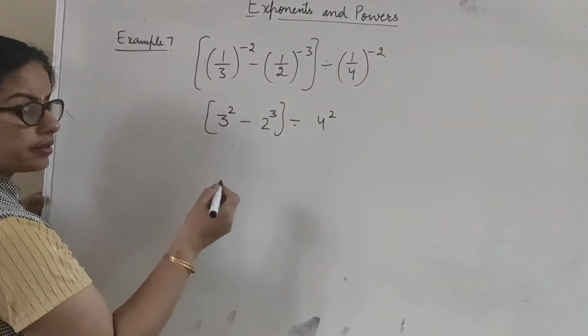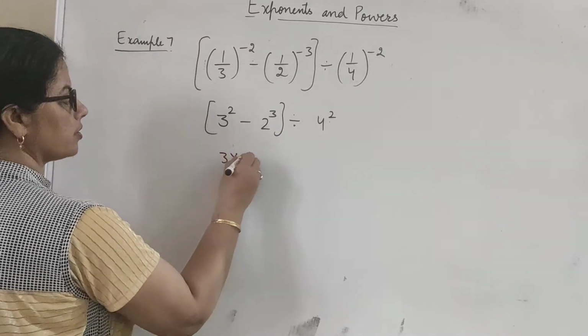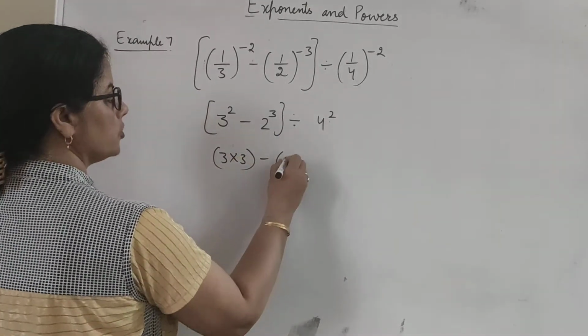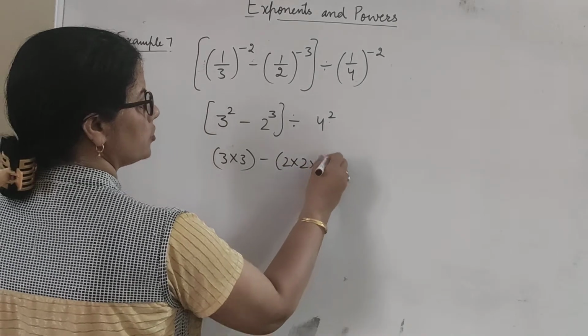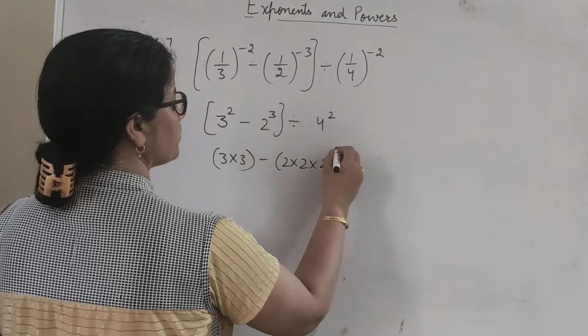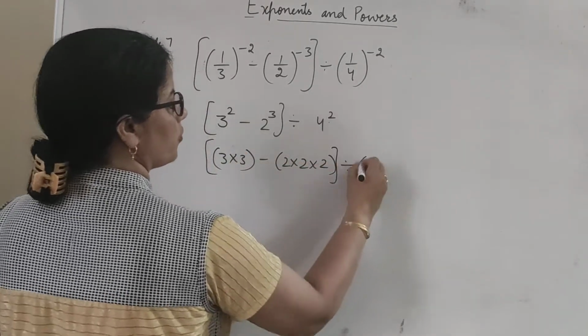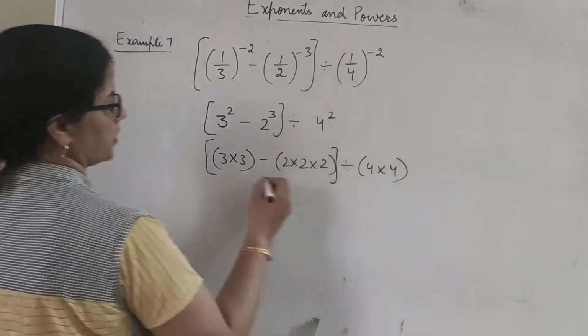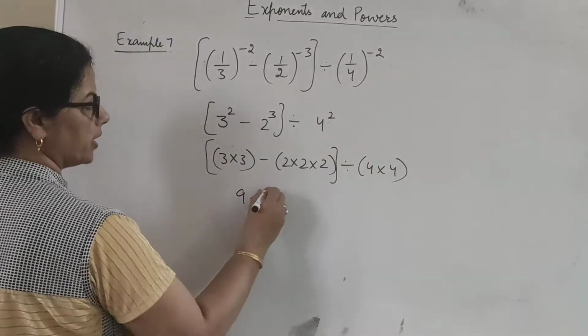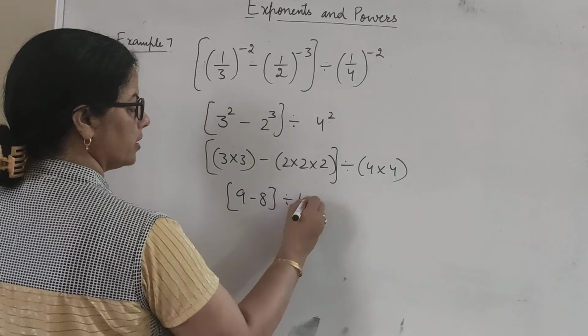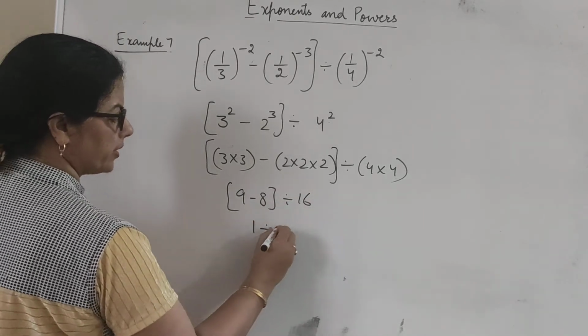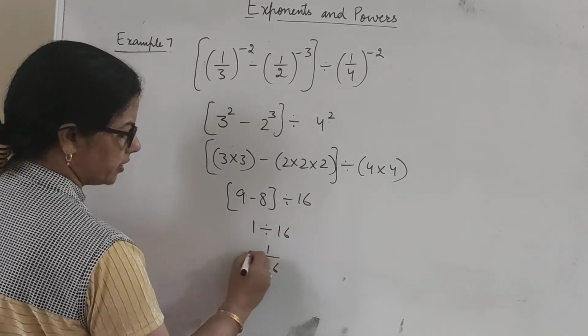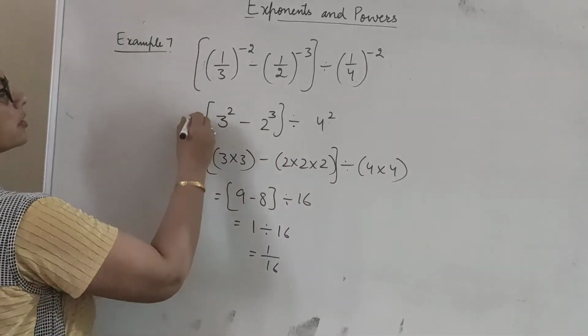Now what is 3 square? 3 multiply 3. What is 2 cube? 2 into 2 into 2. What is 4 square? 4 square is 4 into 4. 9 minus 8 divided by 16. 1 divided by 16, that is 1 by 16. This will be the answer.